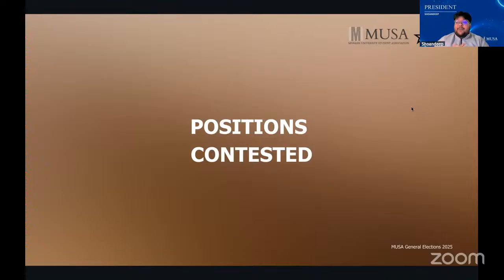But one thing I would like you all to be aware of is the positions being contested. Although this is basic for those who already know what they want to do, for those who are still figuring things out and want to know what's there in MUSA, today I'm just going to go through all of them with you. So let's go to the next slide.